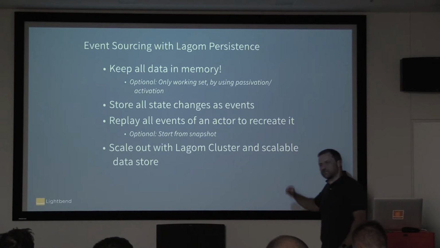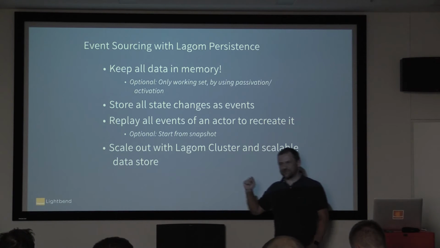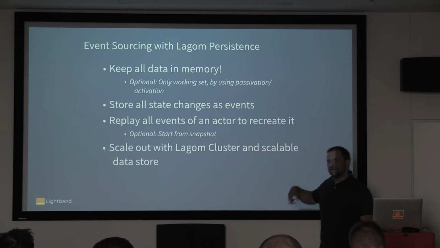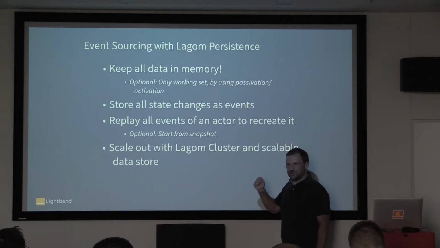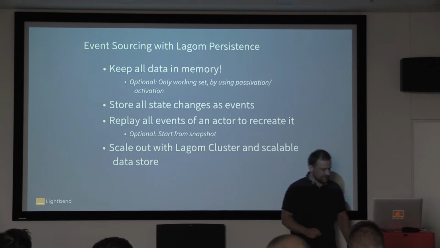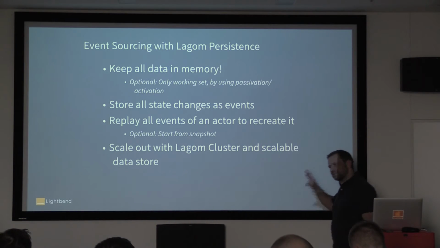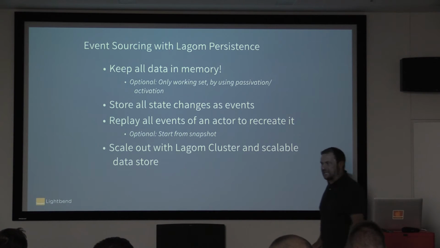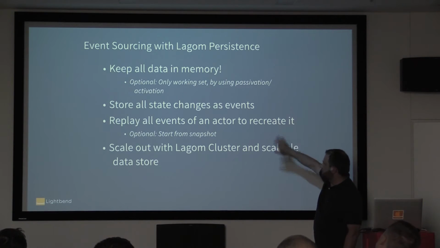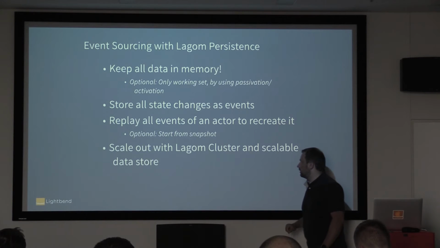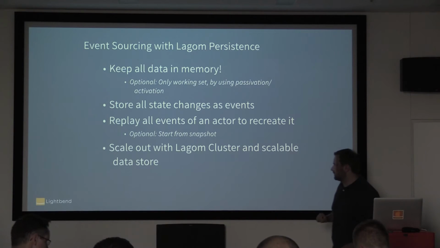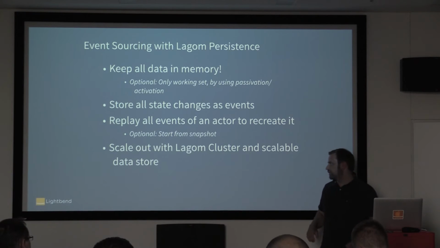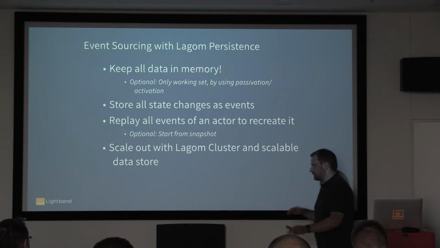And this is also something Lagom does. It will passivate this instance, basically evict it from memory, and if another command is sent to this persistent entity, it's going to be automatically recreated, reactivated. So again, that's not the nature of things, but it's an optimization, which allows you to live with less memory. So keep all data in memory is the basic idea. Optimization: only the working set. Store all state changes as events. Replay all events of a persistent entity if you have to recreate it. Or again, as an optimization, start from a snapshot, and you can scale it out in a cluster.